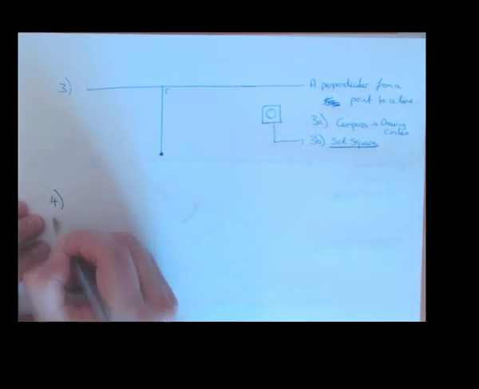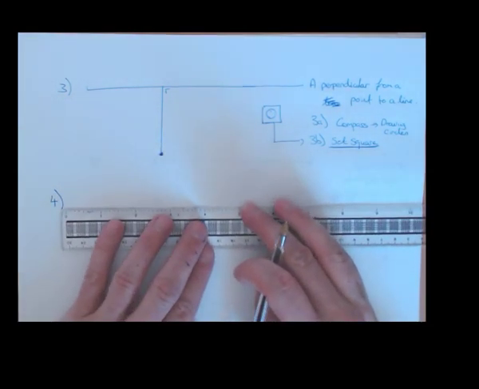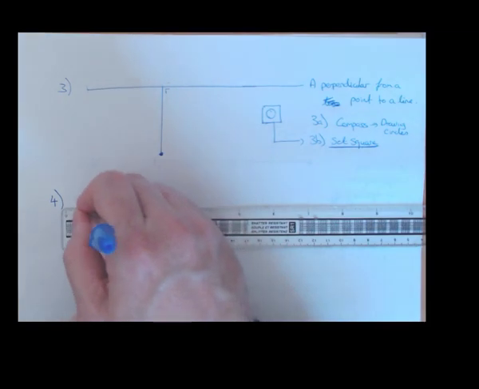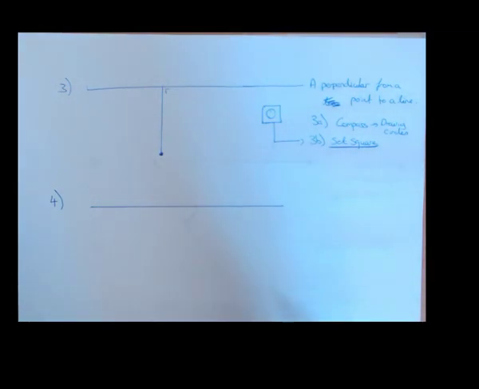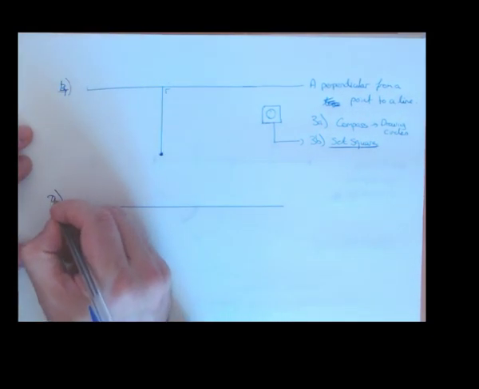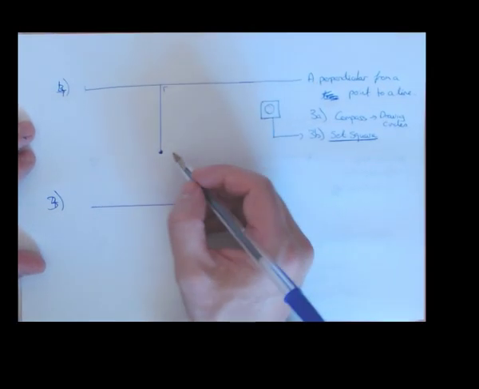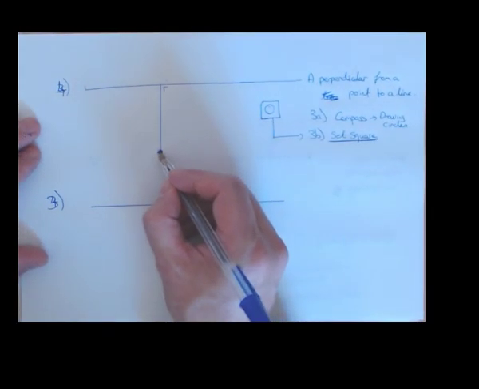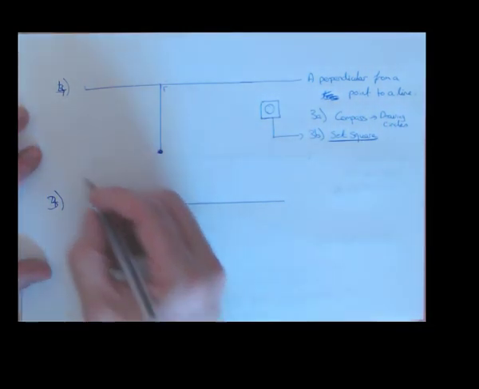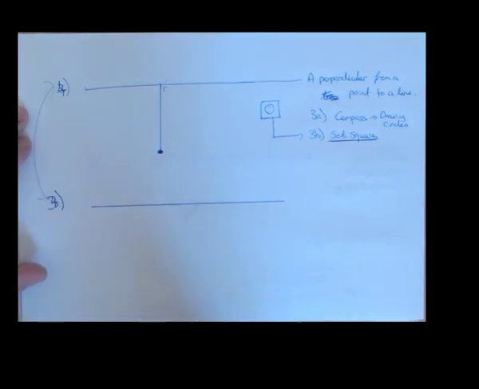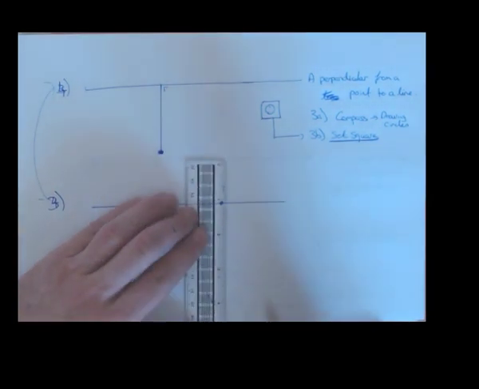Image number 4 is similar, except this time, I think I got this the wrong way around, excuse me. This was number 4 and this is number 3. So number 4, this was a flying bird on a particular point that's getting a perpendicular onto a line. Number 3, these are kind of the other way around. Number 3 is a point on that line and I want to draw a perpendicular from that.